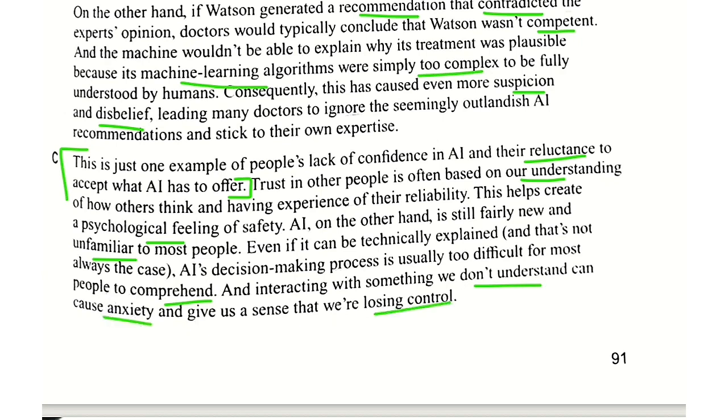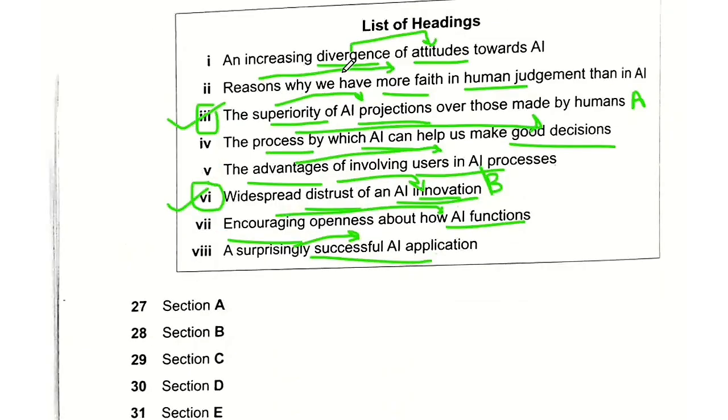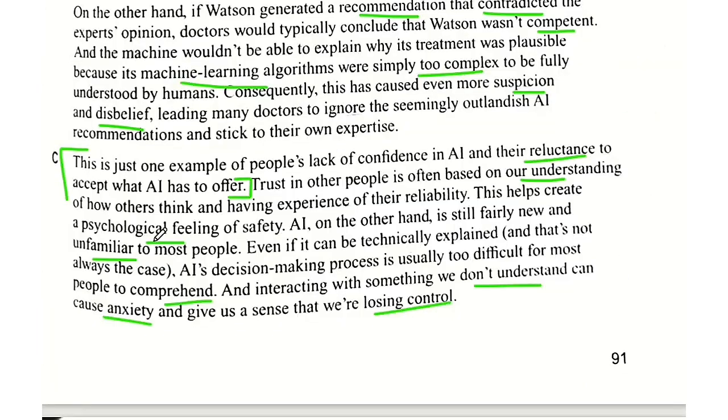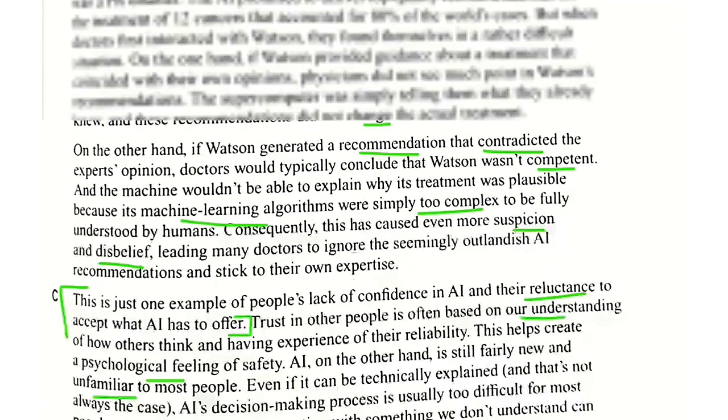Now we'll be looking at the matching endings. Increasing divergence of attitudes towards AI, this is clearly not mentioned. Then comes the reasons why we have more faith in human judgment than AI. You can see in the passage that they have clearly mentioned all the different reasons. So the answer is C.